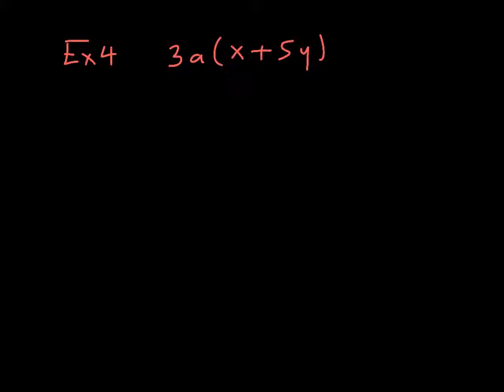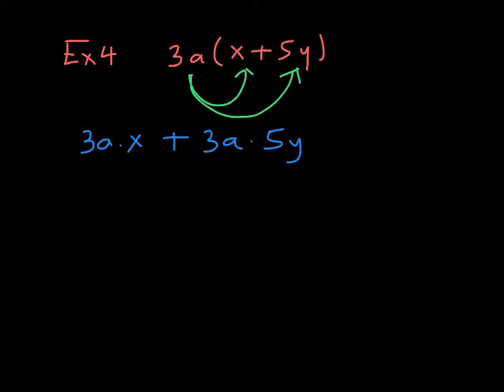What about 3a into x plus 5y? Just like we did the last one, we want to distribute the term that is outside the bracket into the terms that are within the bracket. So you can go ahead to say this is 3a multiplied by x plus 3a multiplied by 5y.